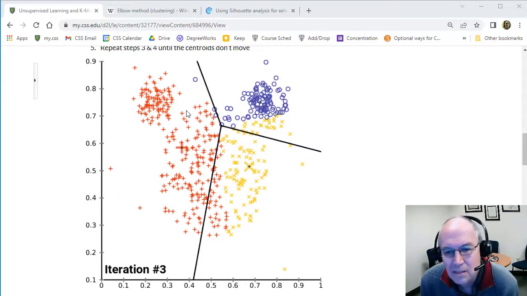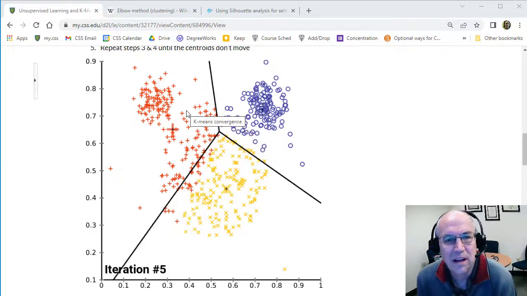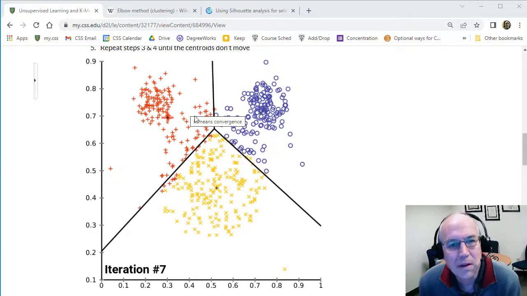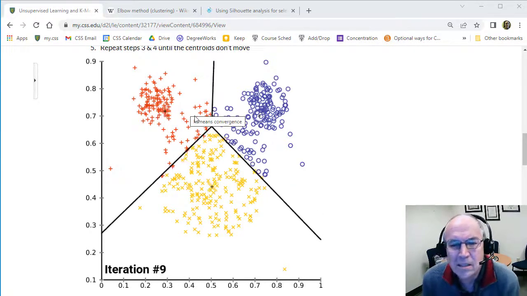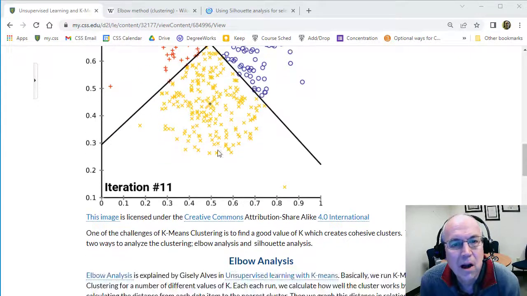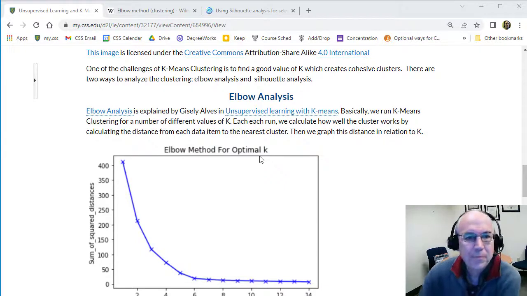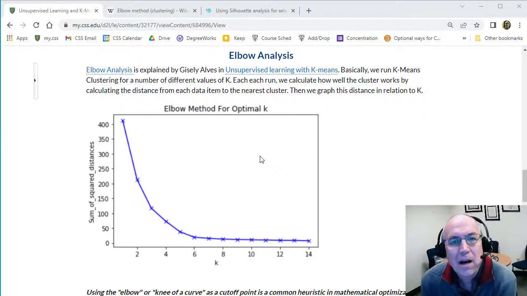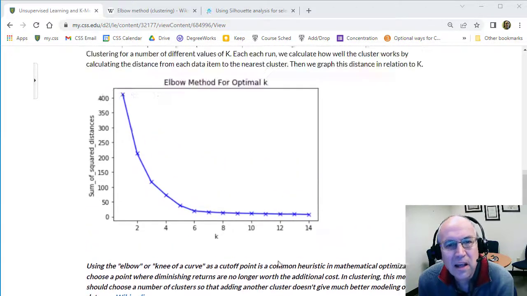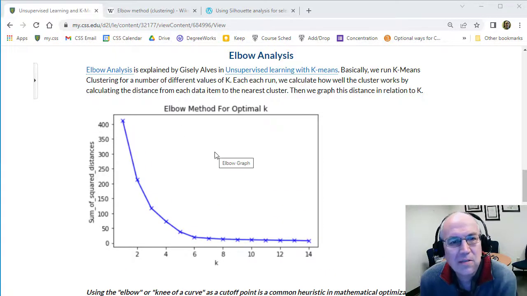Sometimes you can visualize this, but again, often with higher dimensional data, it's not that easy. Although sometimes you can use principal component analysis to bring this down into a couple components, which you can then graph to see some clustering. But there are some other techniques, and we're going to look at two: elbow analysis and silhouette analysis. So let's talk about elbow analysis first.